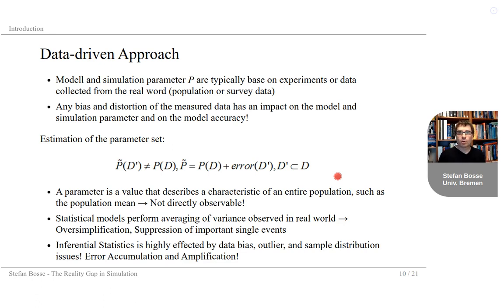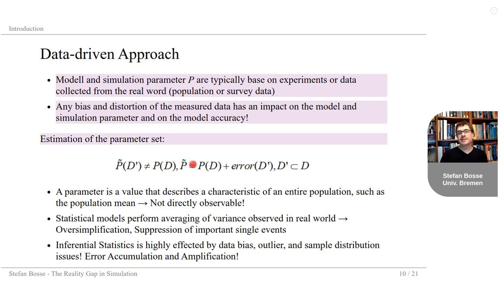So then we have a data-driven approach, and that means model and simulation parameter P are typically based on experiments or data collected from the real world. That means population or survey data. Any bias and distortion of the measured data has an impact on the model and simulation parameter, on the model accuracy. So we can perform an estimation of the parameter set. This is just the estimation of the unknown real parameter set of the entire distribution, and that means the estimation is the real parameter set that describes the entire population, with an error, also just by a subset of the entire distribution.